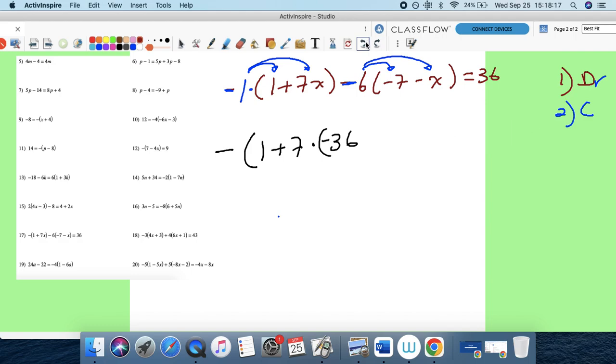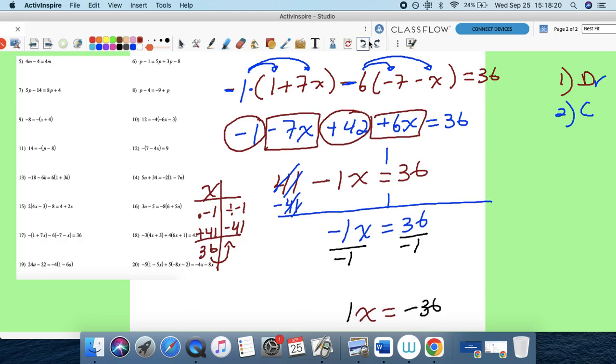Yeah, I made a mistake somewhere because that's not going to work. So let me go back to that. Negative 1 plus, did I copy this right? What number is this? 17. Negative 1 plus 7x minus 6, parentheses, negative 7 minus x equals 36, okay? Plus 42 plus 6x, combined, that's negative 1, combined, it's 41 equals 36. Oh, and here's my mistake, ladies and gentlemen.